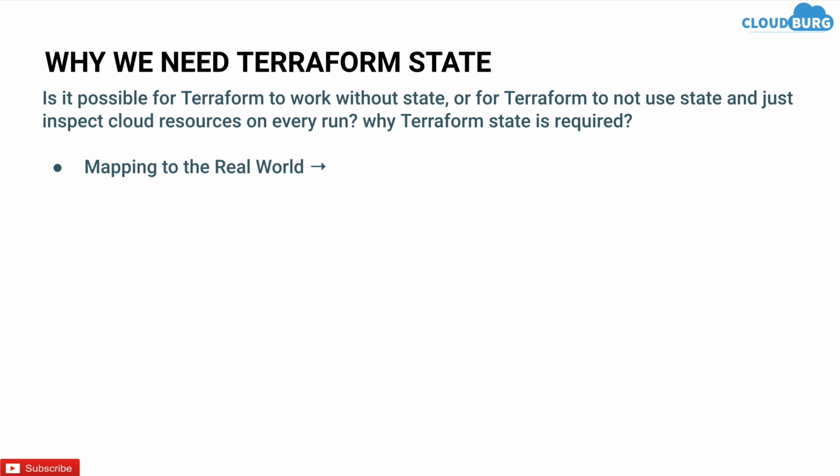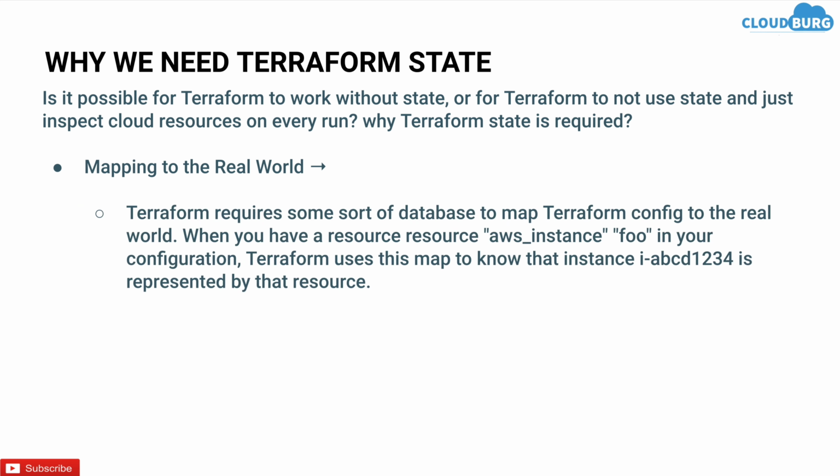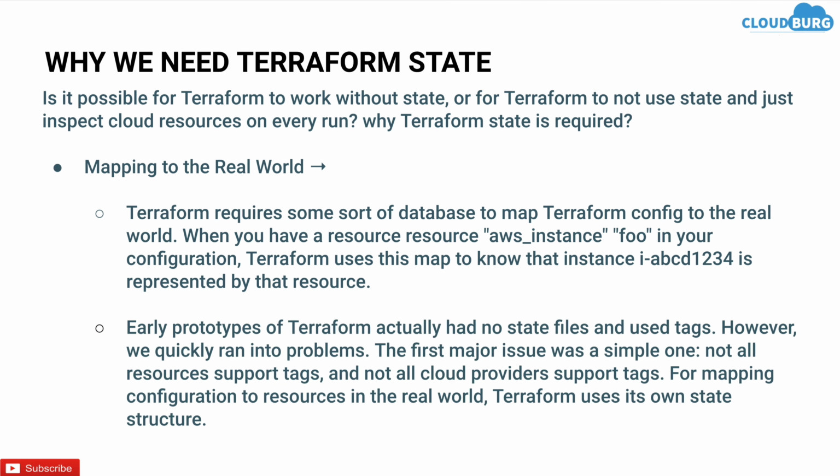So the first reason is mapping to the real world. Terraform requires some sort of database to map Terraform config to the real world. When you have a resource aws_instance in your configuration, Terraform uses this map to know which instance ID is represented by that resource. So in order to know the resource, Terraform will use the map to know the instance ID which is represented by the resource. Early prototypes of Terraform actually had no state files and used tags.